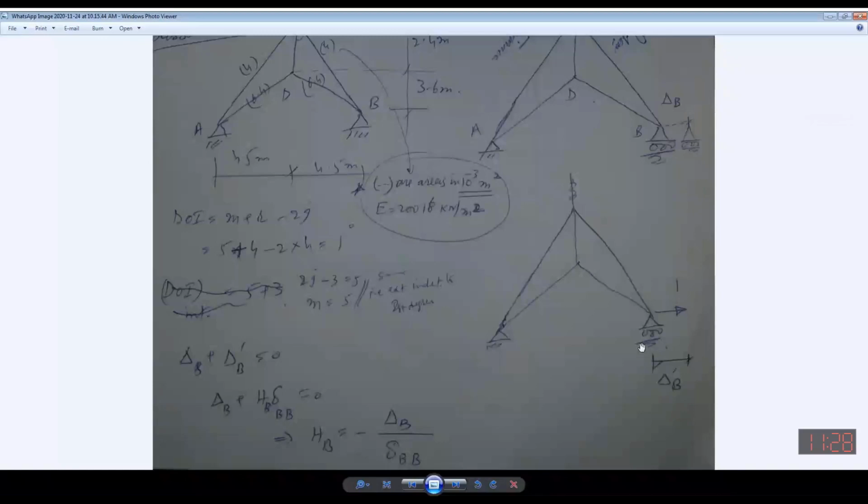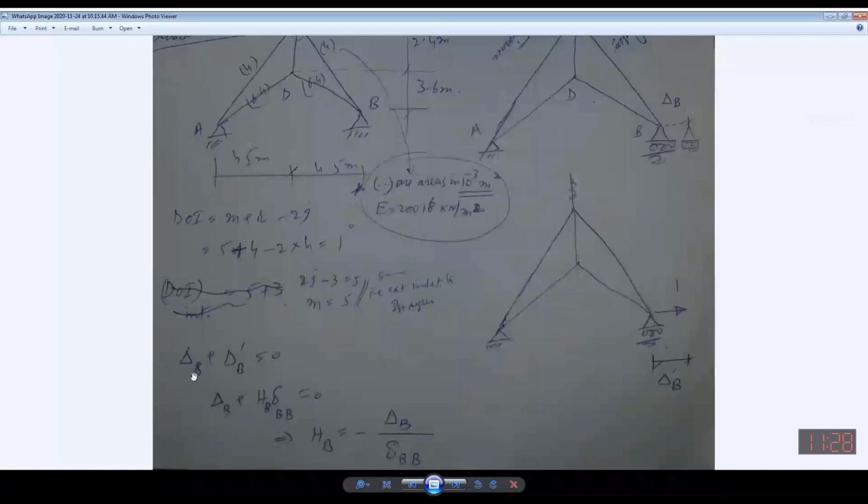Yes, sir. Is it clear? Yes. Yeah. So you can write, everybody is required to write it down. Delta B plus delta dash BB. Delta B is the displacement in the primary structure due to applied loading. Delta dash BB is due to the redundant force.